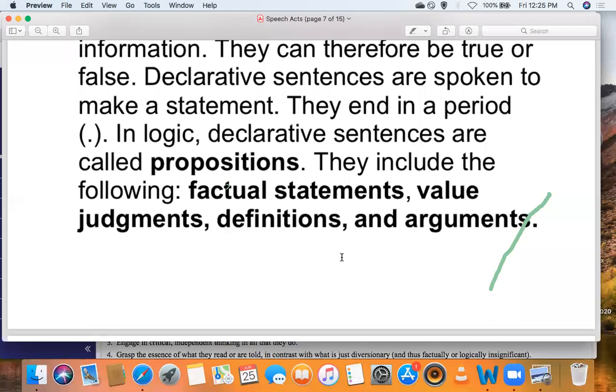In logic or in critical thinking, declarative sentences are also called propositions. They include the following: factual statements, value judgments, definitions, and arguments. We're going to look at three kinds of declarative sentences here. We'll look at factual statements, value judgments, and then definitions. And then for our next class, we'll focus on definitions.